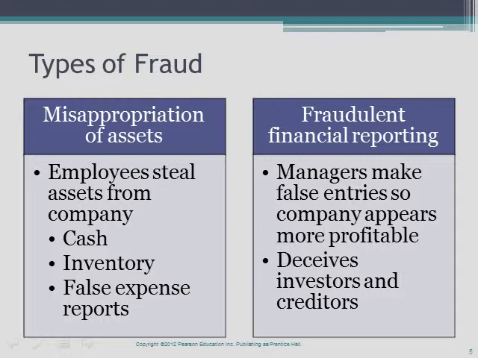Fraudulent financial reporting is committed by company managers who make false and misleading entries in the books, making financial results of the company appear to be better than they actually are. The purpose of this type of fraud is to deceive investors and creditors into investing or loaning money to the company that they might not otherwise have invested or loaned. Both of these types of fraud involve making false or misleading entries in the books of the company. We call this cooking the books. Of these 2 types of fraud, asset misappropriation is the most common, but fraudulent financial reporting is by far the most expensive.